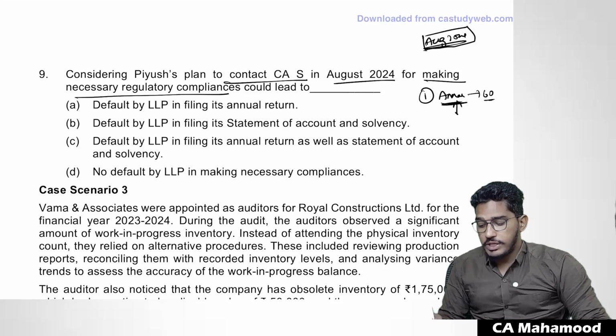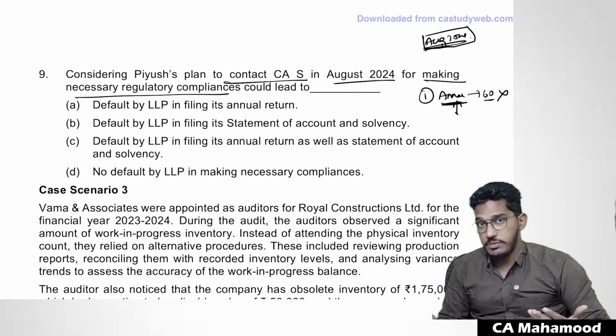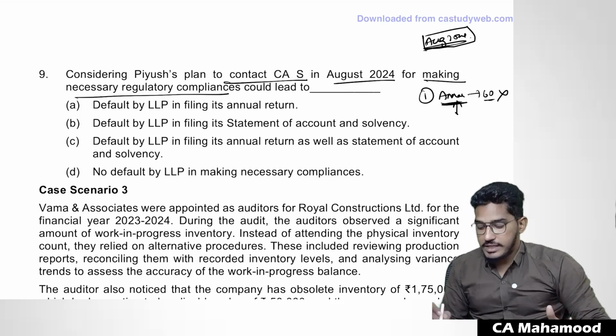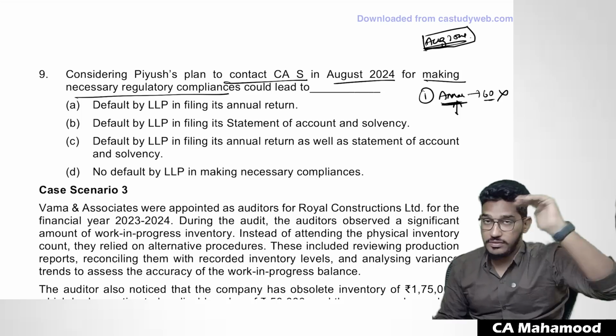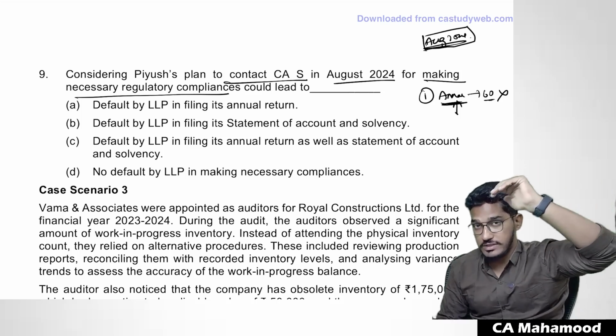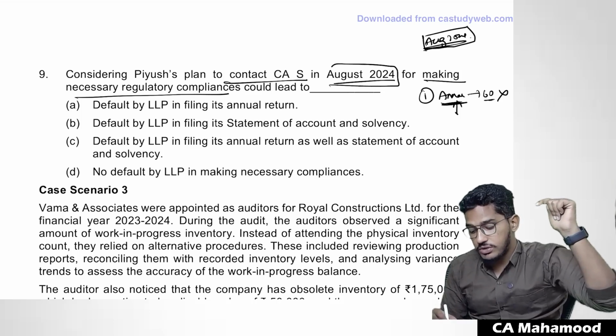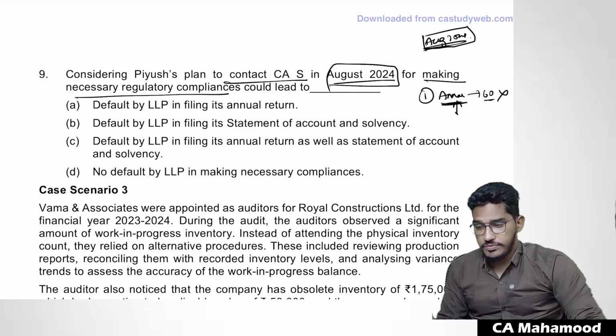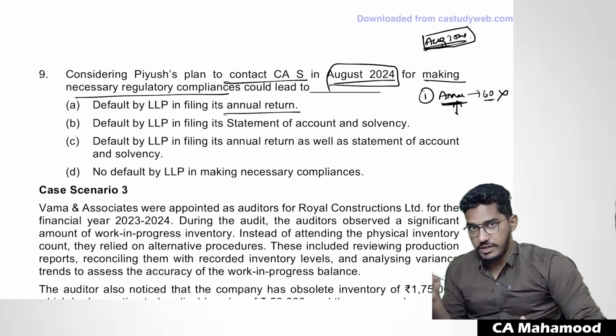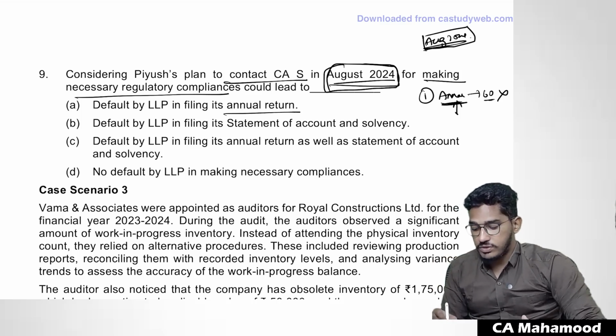So if the companies are trying to appoint the auditor in August of 2024, by then they would have already exceeded the due date of filing of annual return, which has to be filed within 60 days from the end of the financial year. There is another form, statement of accounts and solvency. They say within expiry of 6 months, there is a lot of time for statement of accounts and solvency. But however, even after August of 2024 also they can file. Which one? Statement of accounts and solvency. But for annual return, the due date is within 60 days from the end of the relevant financial year. So if they approach the auditor in August of 2024, they would default in filing annual return. However, they will not default in filing statement of accounts and solvency.